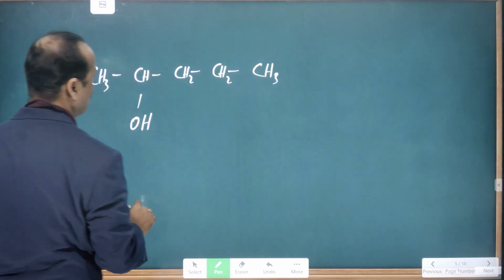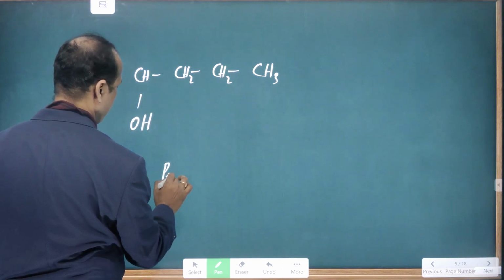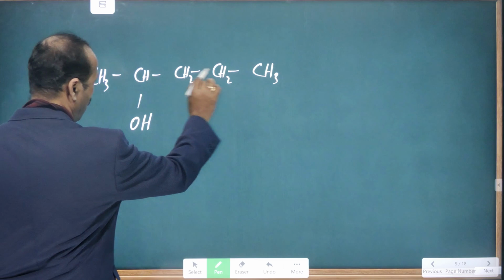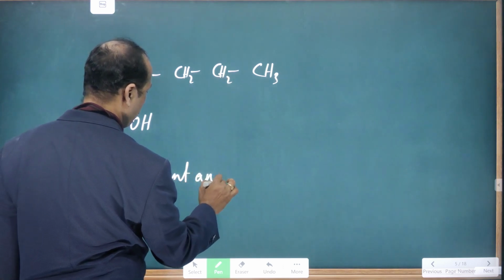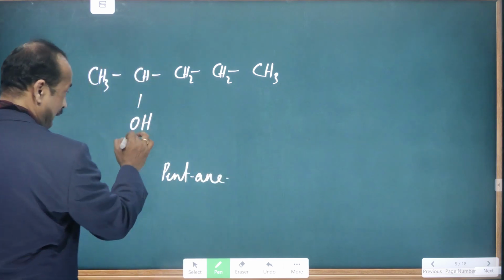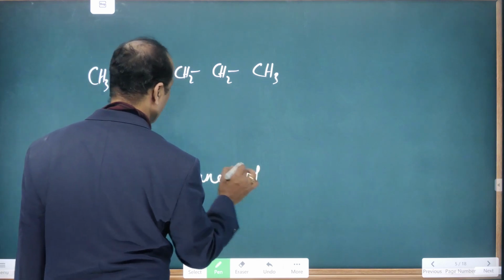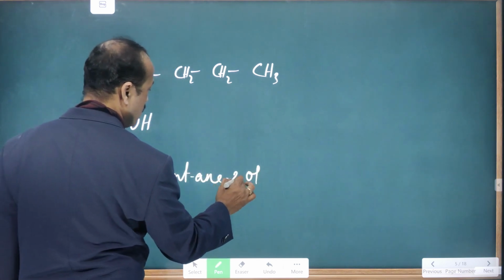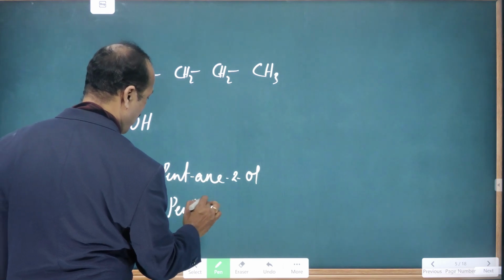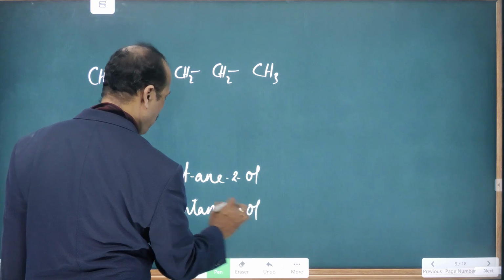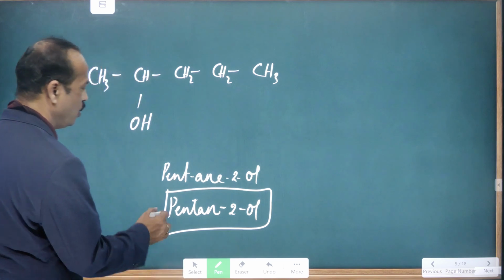Now what is the name of this one? 1, 2, 3, 4, 5. 5 carbons are there. 5 means what? Pent. Okay, pent. And all single bonds are there, so ane. Pentane. And here one alcohol functional group. Alcohol is called ol, to which carbon? Second carbon. So what do we write as the name of this one? Pentan-2-ol, or 2-pentanol also we can write. But the IUPAC name is this one, pentan-2-ol, or 2-pentanol.